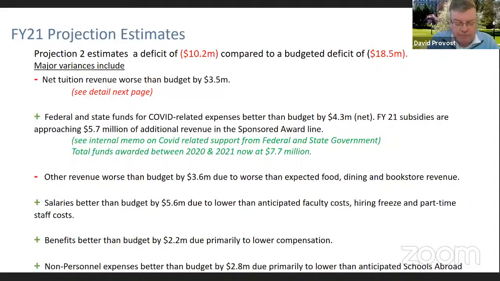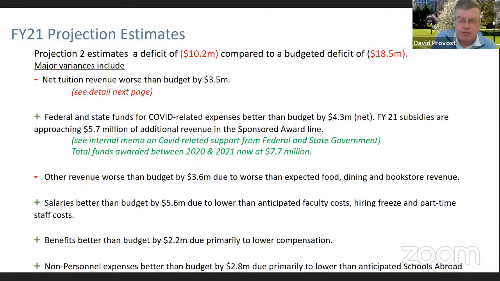Benefits were running more favorable, primarily for two reasons. One is a lower compensation budget, as well as we continue to see trends in the healthcare benefits being lagging. The good news is over the last couple months, we have seen better utilization of our healthcare plans. One fear we have is that people are delaying care that they may need, and we encourage folks to go get that important care. And then non-personnel expenses, OTPS, were running favorable by $3 million.